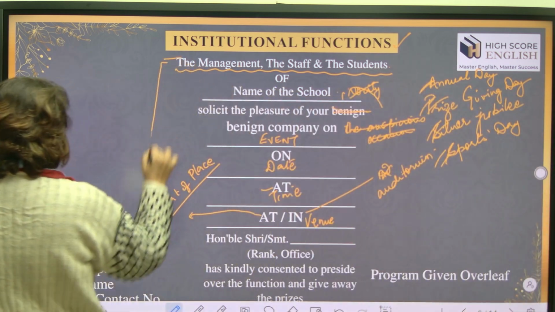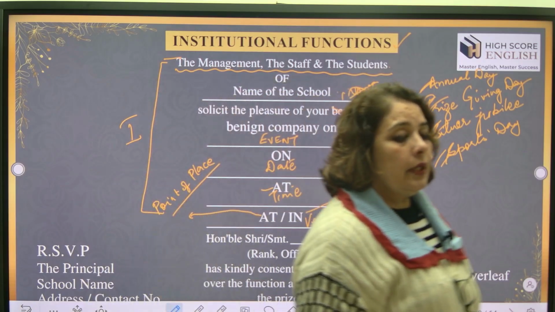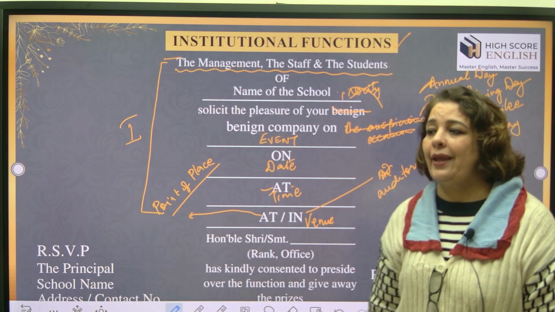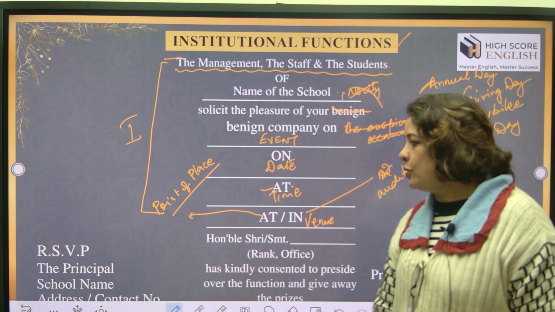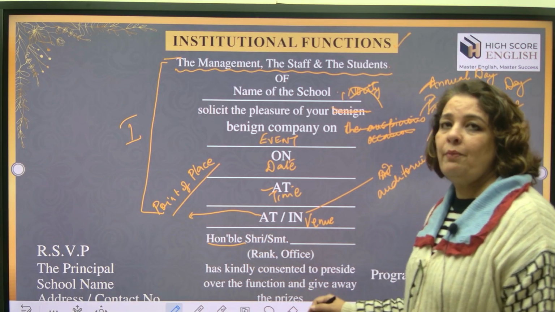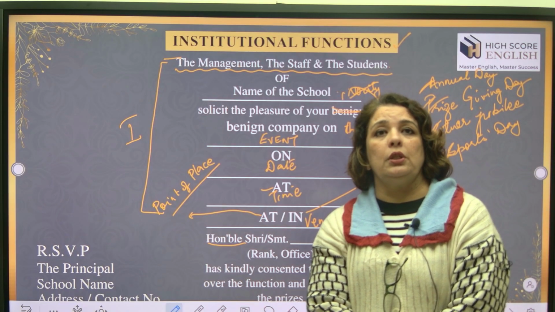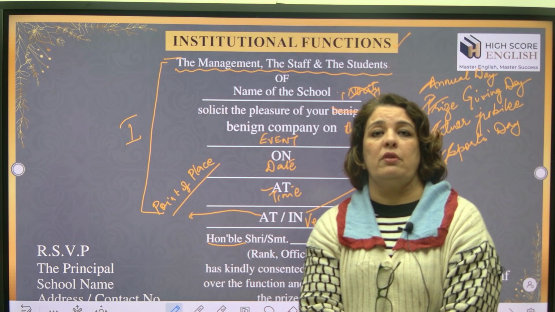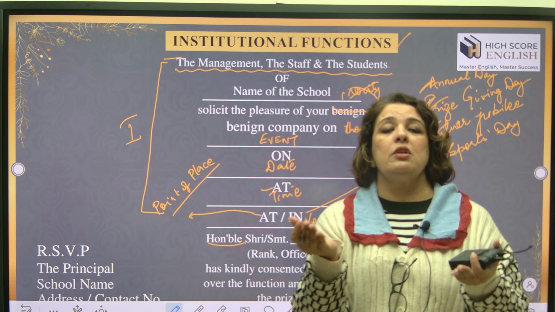As I told you, this has also got 2 parts. First part, the general information, has gone. Now let us talk about the chief guest. There can be no function without a chief guest, most of the times in the schools. Honorable, this we have to give. Shri or Shrimati. Sometimes my children straight away write Honorable Narendra Modi. He's not your friend. Before Narendra Modi, you have to write Shri Narendra Modi.